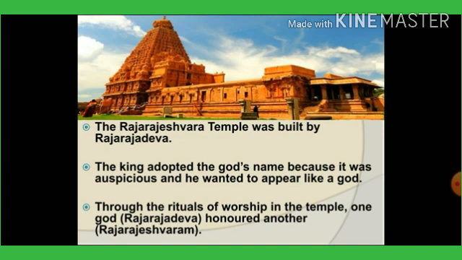You notice here the names of the ruler and the god are very similar. The king adapted the god's name because it was auspicious and he wanted to appear like a god. Students, through the rituals of worship in the temple, one god honored another god. Here, one god, Raja Raja Deva, honored another god, Rajarajeswaram. The ruler wanted to establish himself as a god.